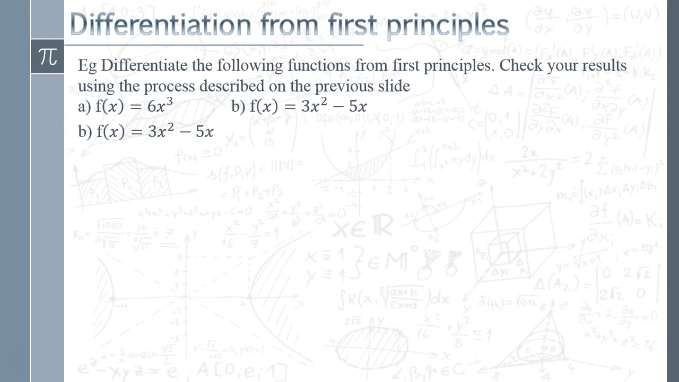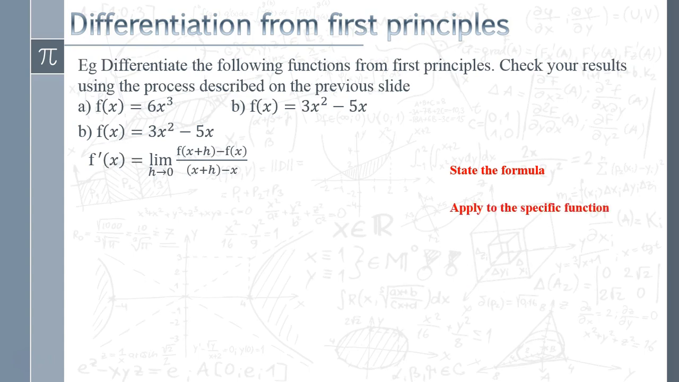Moving on to the second example. So again, we've got our function 3x squared minus 5x. So off we go again, state the formula. There it is, same as we stated last time, our general formula. Apply it to our specific function. So we've got 3(x plus h) squared minus 5(x plus h), so that's the x plus h bit, and then we're going to subtract the original bit. And on the bottom, we've got the change in x, x plus h minus x.